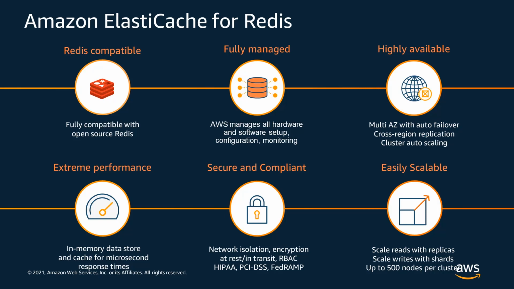And finally, ElastiCache is scalable, giving you easy ways to scale your cluster up or down while remaining online. You can scale your capacity to serve reads using cross-AZ replicas and writes using data partitions called shards. ElastiCache clusters can grow up to 500 nodes in a single configuration.